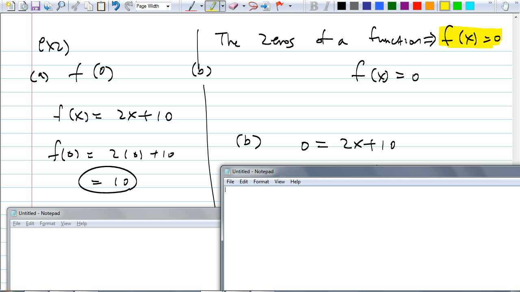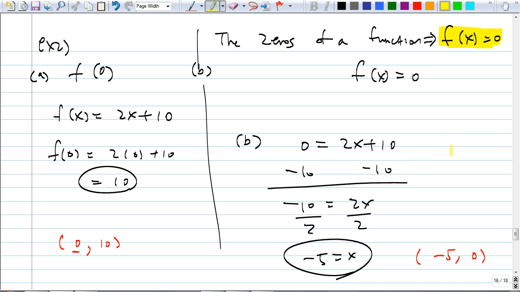So you say 0 equals 2x plus 10, and of course you subtract 10 from both sides, divide by 2, you get -5. And here, the ordered pair you get is (0, 10) for f of x when x is 0. Here, you get (-5, 0). In other words, when you plug in x equals -5, your y is 0.